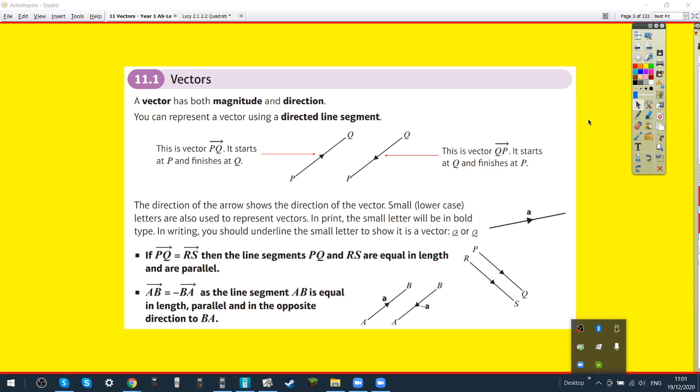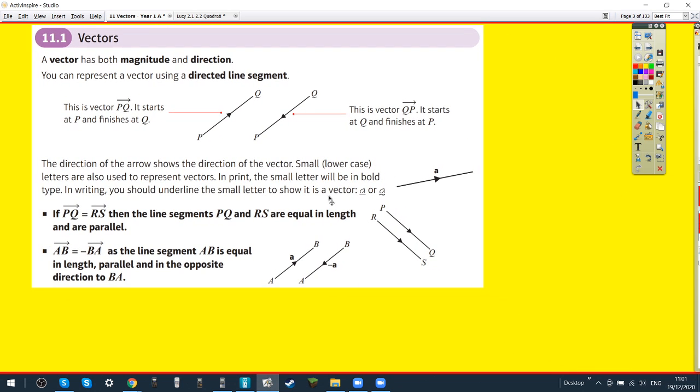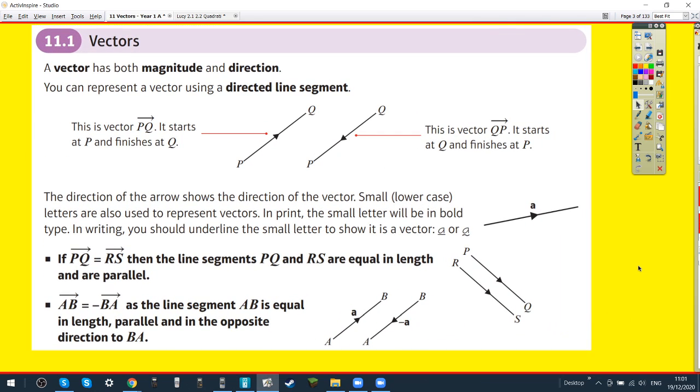Just one thing. Vectors have two parts. If you're fancy, you call them components. It's basically got two things to it. One is magnitude, the other is direction. What does that mean? That means size, basically.